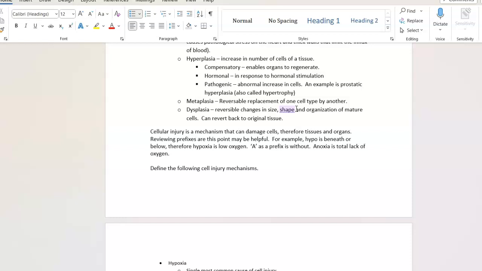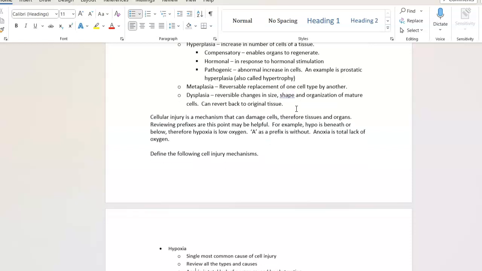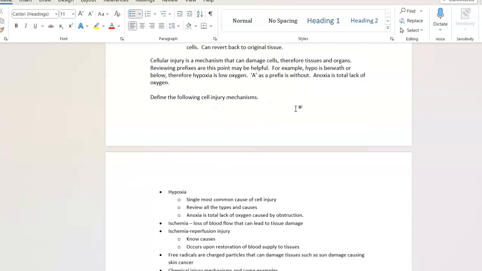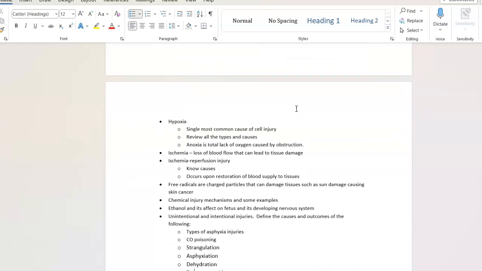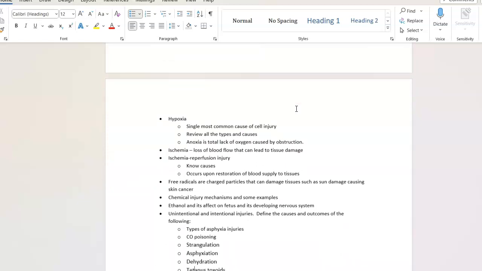So we can have damage to cells too. Starting to learn prefixes is a great idea at this point. Example, hypo is beneath or below, hypoxia is low oxygen, a is a prefix that means without, anoxia is a total lack of oxygen. Okay, so I'm going to have you guys on your own go through and define these cell injury mechanisms. I've added some extras that I think are important. I think it's important for you to know ischemia, so therefore you can understand ischemia reperfusion.